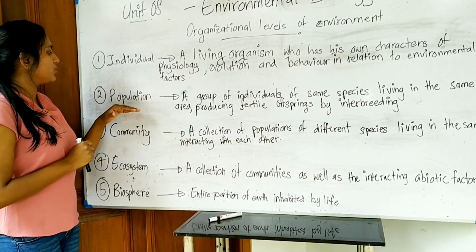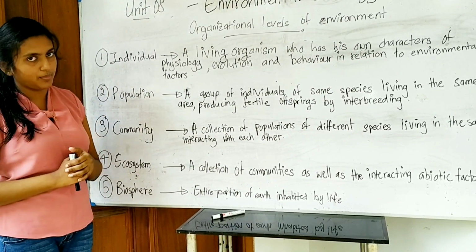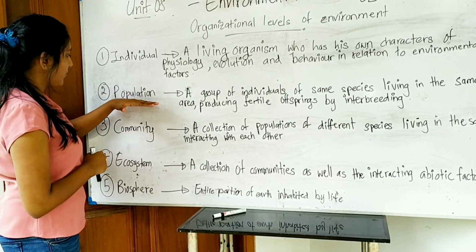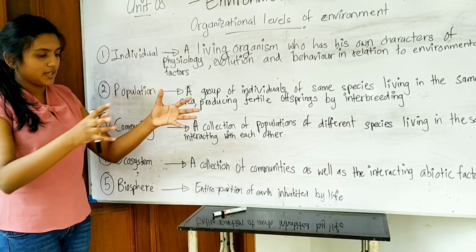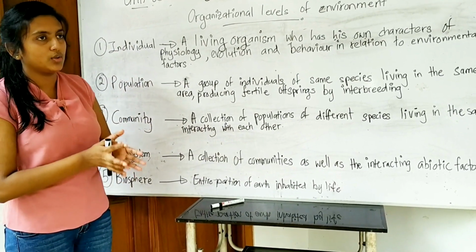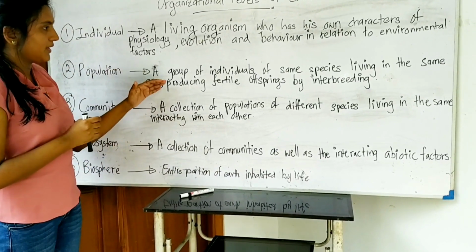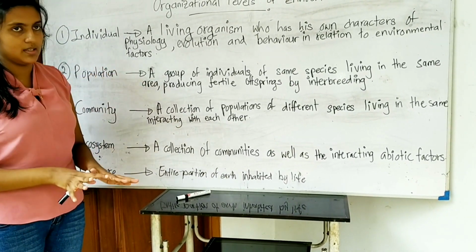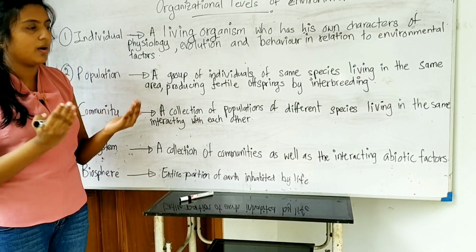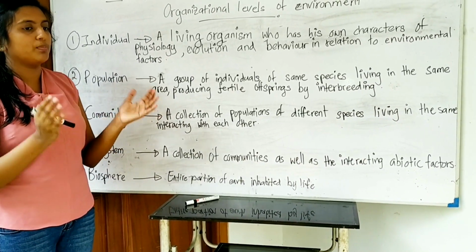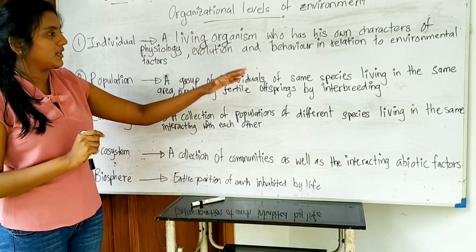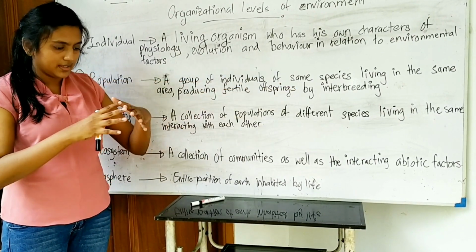So then coming to the second organization level is the population. A population means a group of such individuals but belonging to the same species. A group of individuals of the same species. If it's humans, then it should be all about humans. Population means a group of humans. Likewise, a group of individuals of the same species living in the same area.